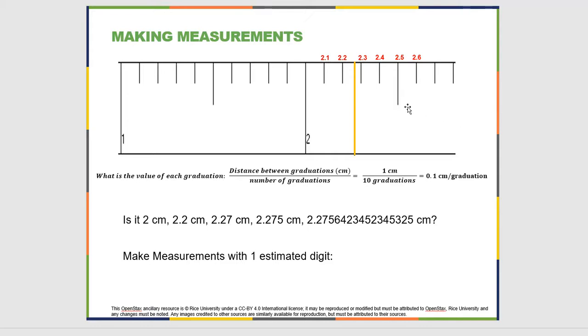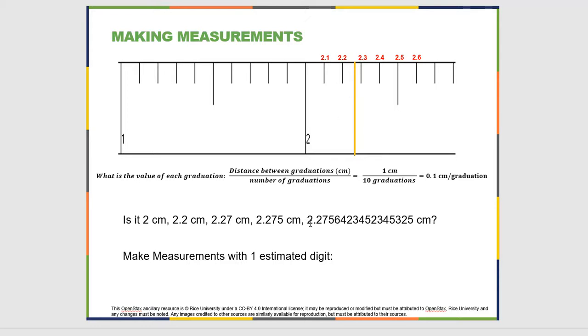So the question still is up in the air. Now that we know the graduations, we know it's between 2.2 and 2.3, how do we decide how many decimal places we should have? Should it be 2 centimeters? Well, this one's kind of obvious. It's clearly more than 2 centimeters. Should it be 2.2 centimeters? Probably not, because the yellow line isn't on the 2.2 centimeters. Should it be 2.27 centimeters? Because it's closer to 2.3 than it is to 2.2. Yeah, this probably seems reasonable. What about 2.275? Maybe it's a little closer to 2.8 than it is to 2.7.